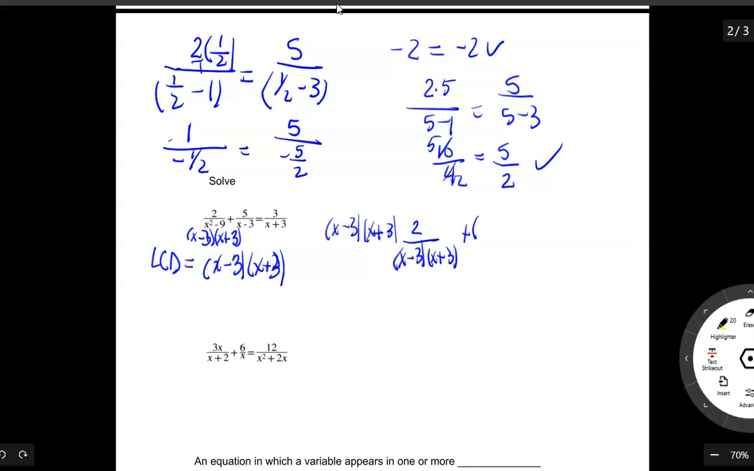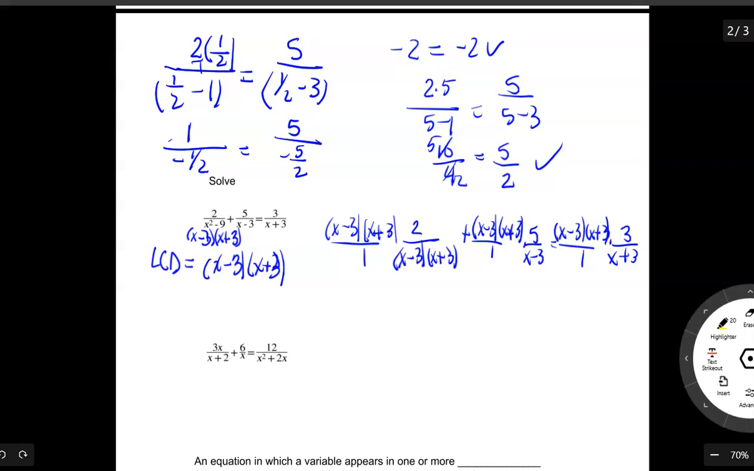Plus, and then I need to take x minus 3 times x plus 5 over x minus 3. And then x minus 3 times x plus 3 times 3 over x plus 3. Put all of it over one so I remember that they're in the numerator. Whew, that's a lot of writing, isn't it?